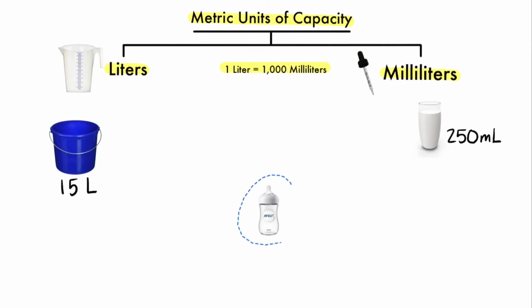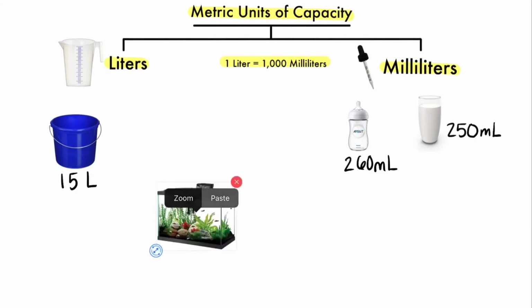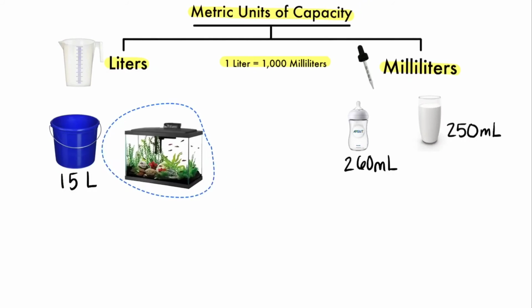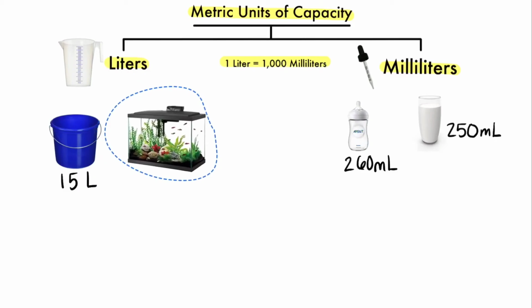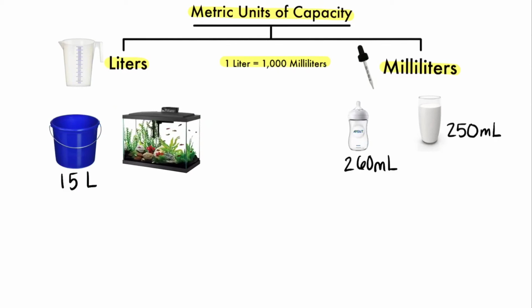Now, what about a baby bottle? Would you use liters or milliliters? Definitely milliliters. And it would actually have a capacity of 260 milliliters. Now, what about a fish tank? Would you use liters or milliliters? I say liters. And a fish tank has a capacity of about 9 liters.